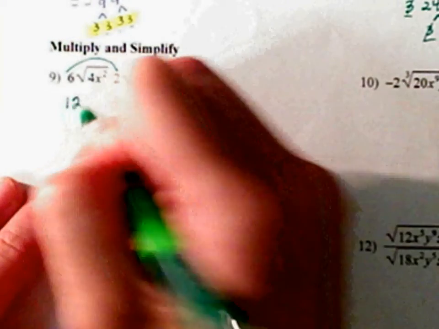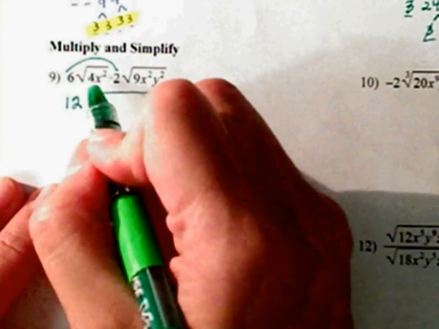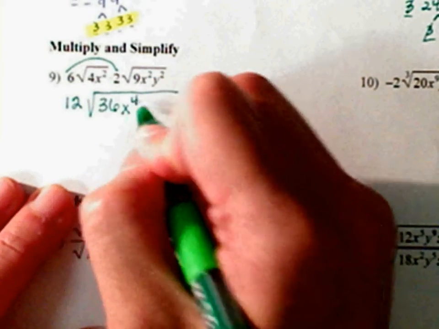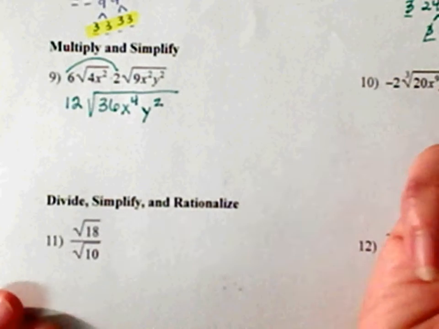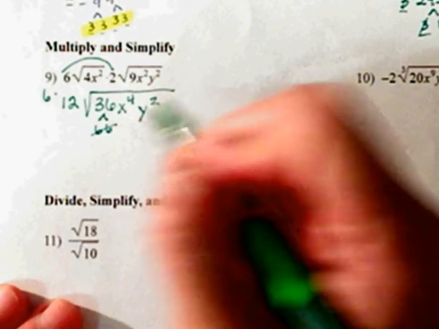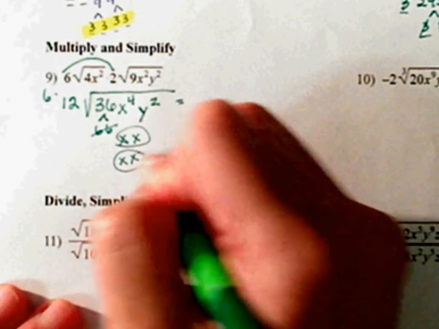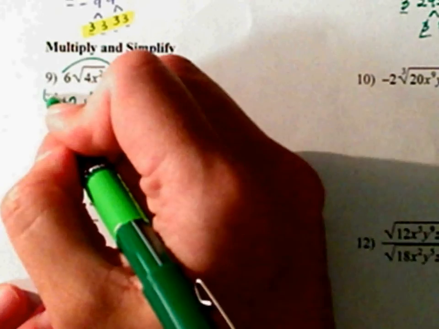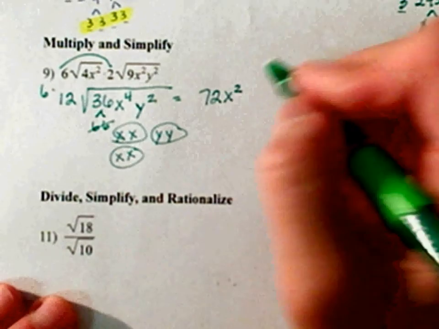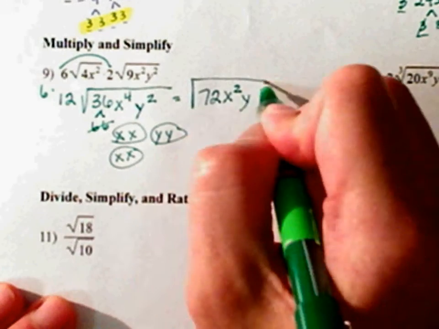By the way, there's more than one way to work this problem, okay? Draw your radical sign. 4 times 9 is 36. Add your x exponents together, and y squared. Now simplify. Factors of 36 is 6 and 6. 6 comes out to play, okay? Just like you did earlier, and there's your y. So 6 times 12 is 72. A couple pairs of x come out to play, y comes out to play, and there is nothing left. So there's your solution for that one, okay?